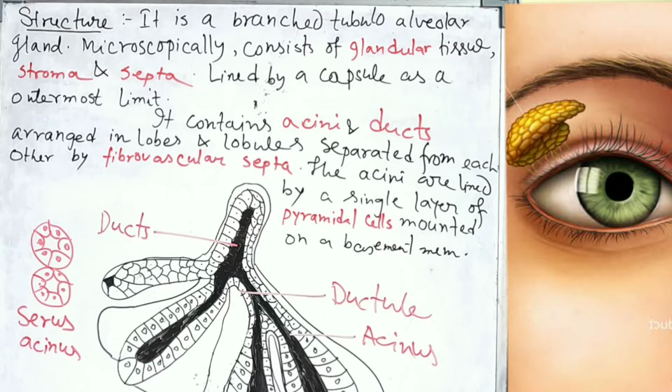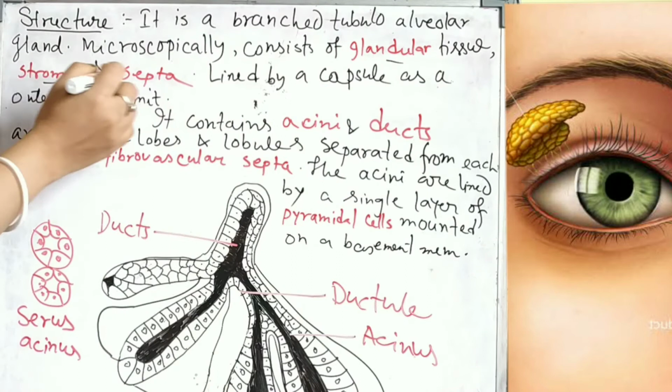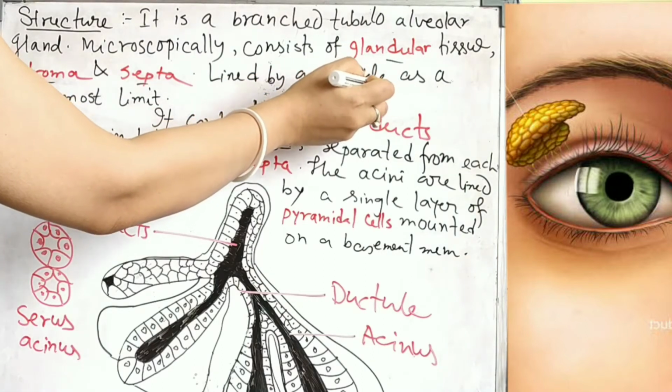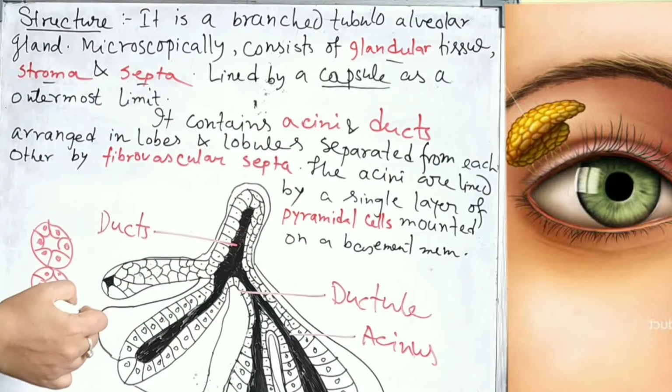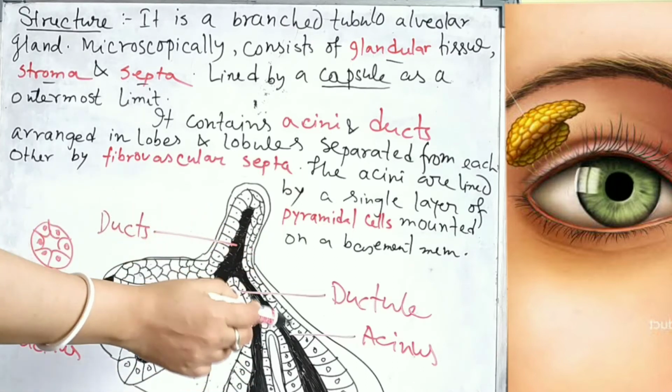Now moving to the structure of the lacrimal gland. As I have told before, it is basically a branched tubulo-alveolar gland, and the acini are called serous acini. Microscopically, it consists of glandular tissue, stroma and septa. These are the three basic parts of the lacrimal gland. It is lined by a capsule as the outermost limit. In the diagram below, we can see the capsule, the ducts, ductules and acini.